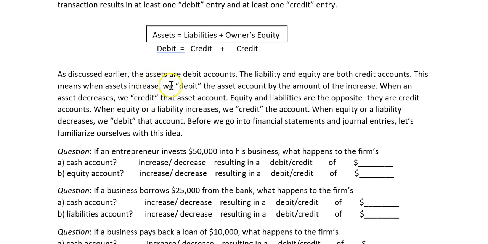So as discussed earlier, the assets are debit accounts, liability and equity are both credit accounts. This means when assets increase, we debit the asset account by the amount of its increase. When an asset decreases, we credit that asset account. Equity and liabilities are exactly the opposite. They are credit accounts. When an equity or a liability increases, we credit the account. When an equity or a liability decreases, we debit that account.